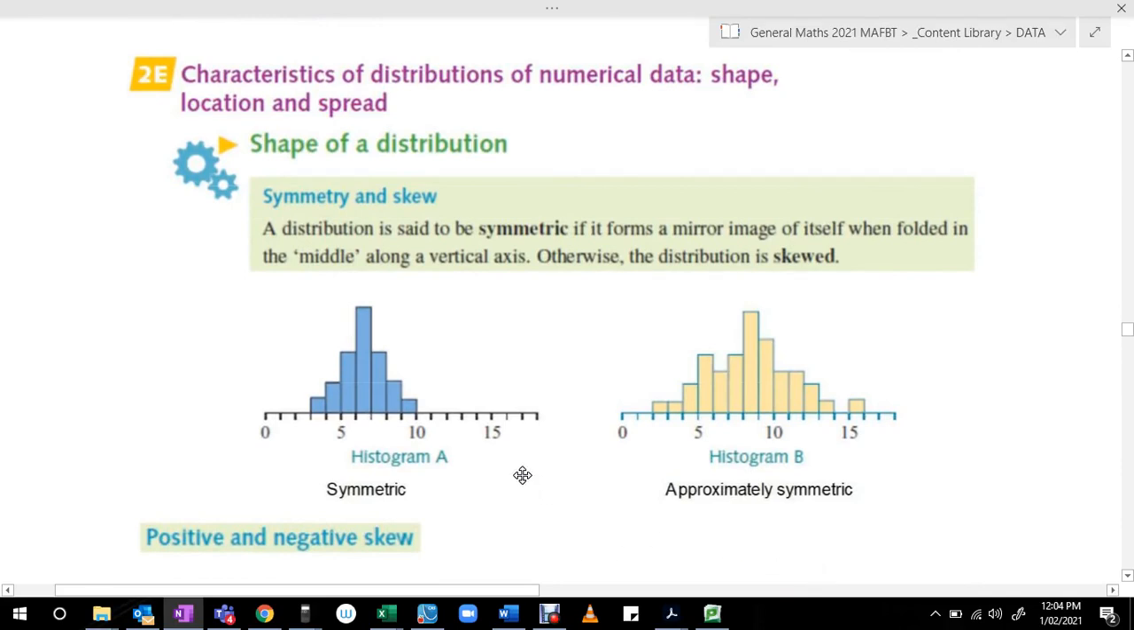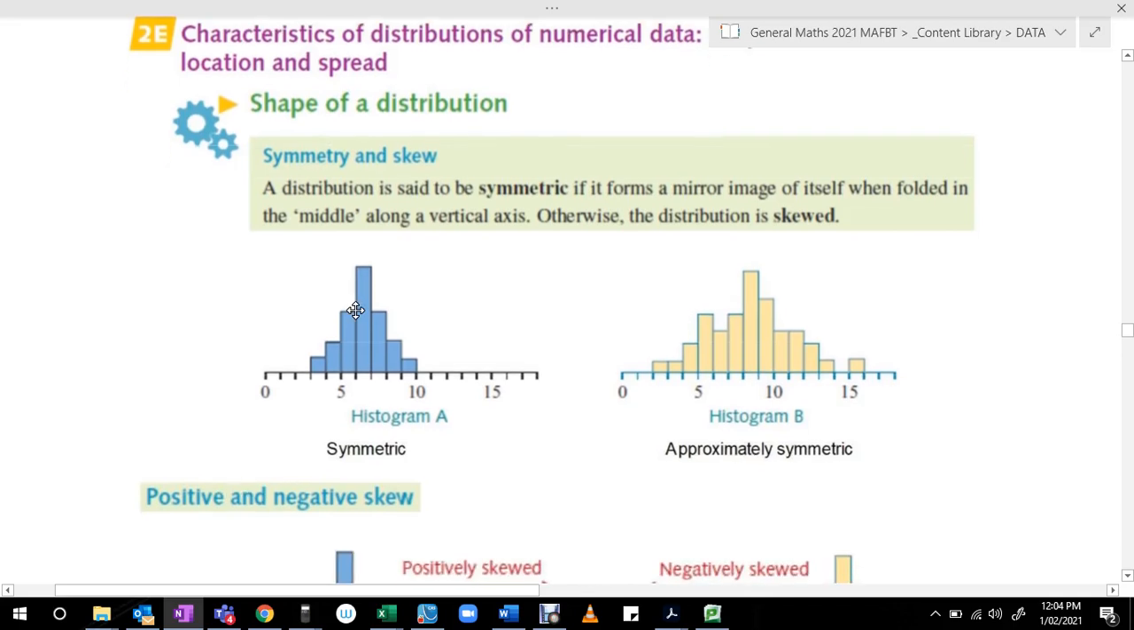So in year 11, there's really only three shapes that we get you to use for your graphs. There's your positively skewed, negatively skewed, and your symmetric, or approximately symmetric.